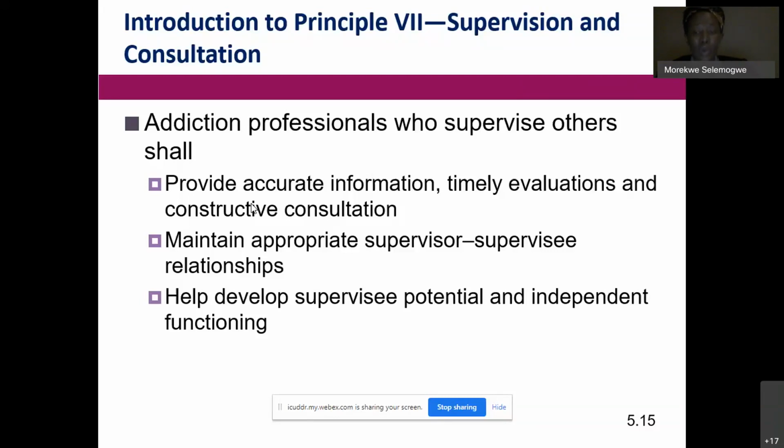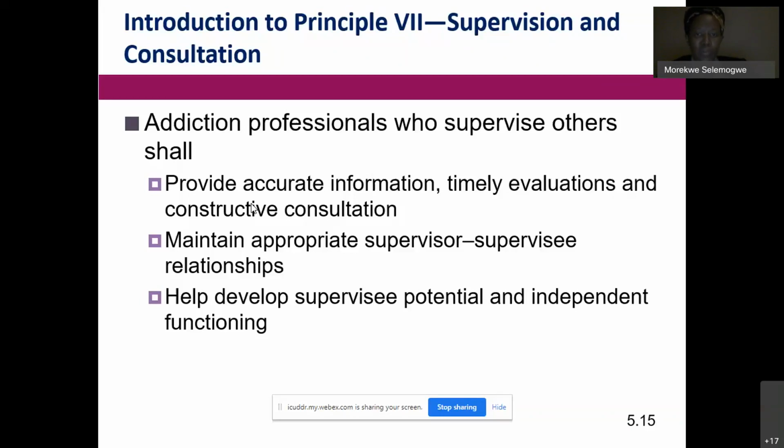It's timely evaluations. Usually, supervision is scheduled. It's not something that you do without necessarily having information about how you are going to go about it. It is constructive consultation. Normally, when a supervisor meets with the supervisee, the main point is to discuss and provide support in terms of the work that they are engaged in, and to provide constructive consultation so that they build their skills and enhance their knowledge.